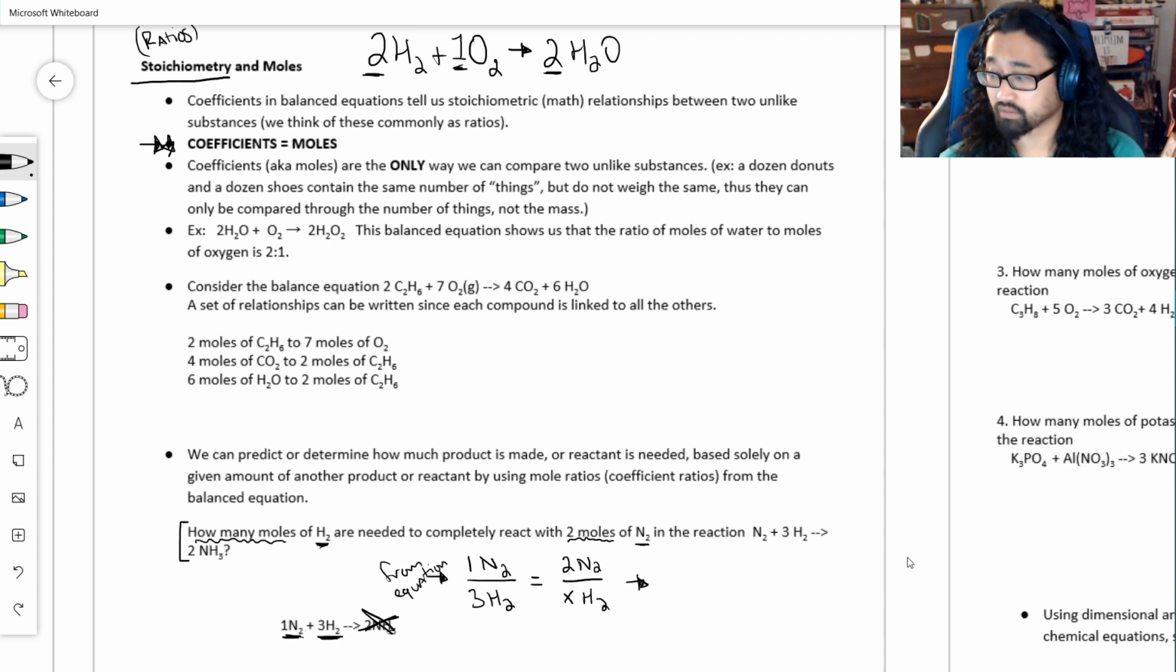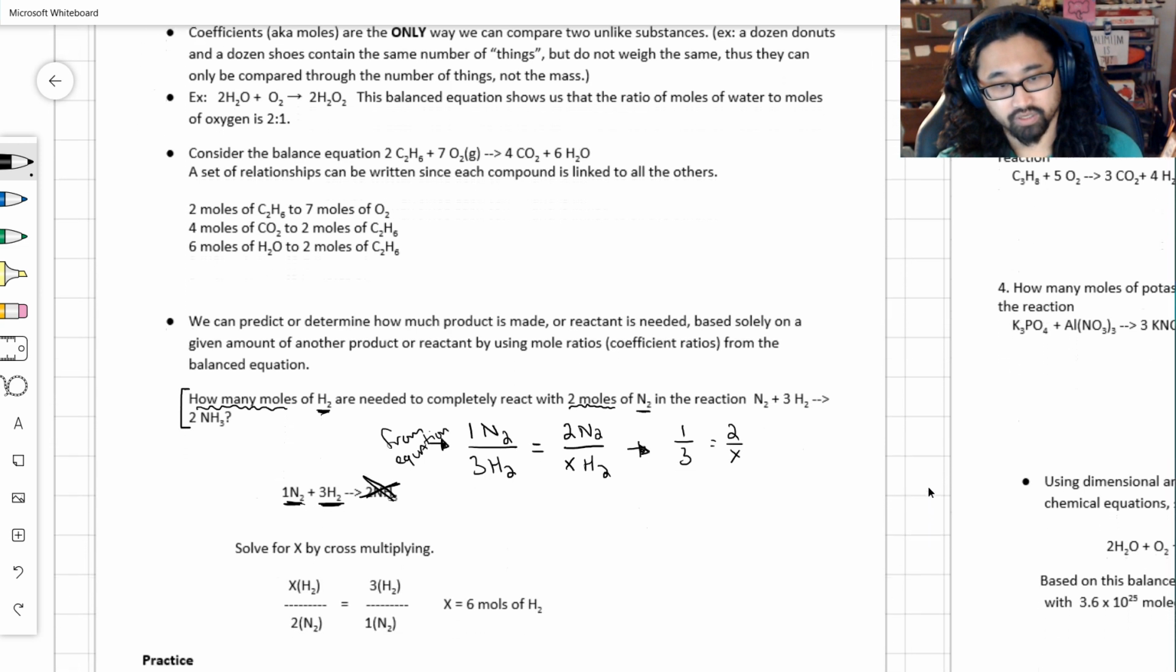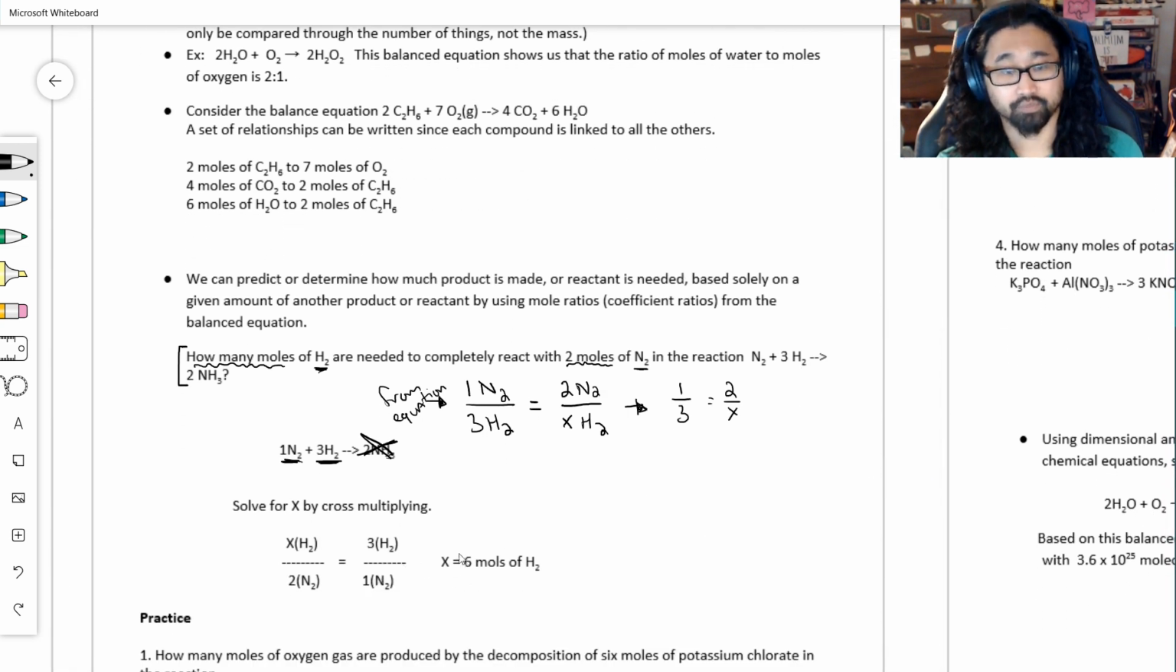Now that I'm here, now it's just math. I know that 1 over 3 equals 2 over X. And in order to solve for X, cross multiply and divide. And that's what ends up getting described here. Now, you'll notice that the way that I did it is slightly different. It's set up slightly differently from the way that it's set up in the example here. But just because the H's are on top and the N's are on the bottom doesn't change the answer. The answer is still 6. X still equals 6. Right?